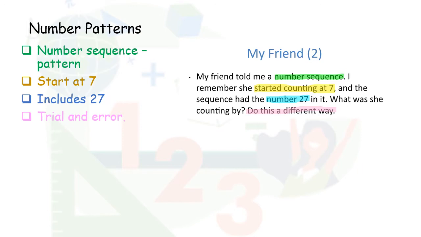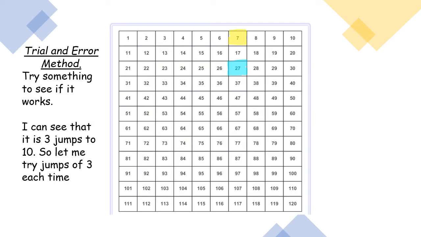I'm going to show you one of the strategies. The first strategy I'm going to show you is trial and error. So, what I did was I went on the internet and I found myself a number chart from 1 to 120. And I know that it started at 7, so I coloured in with a highlighter the number 7. And then I coloured in with a different highlighter the number 27. So I'm going to see what I can do. My first one is trial and error.